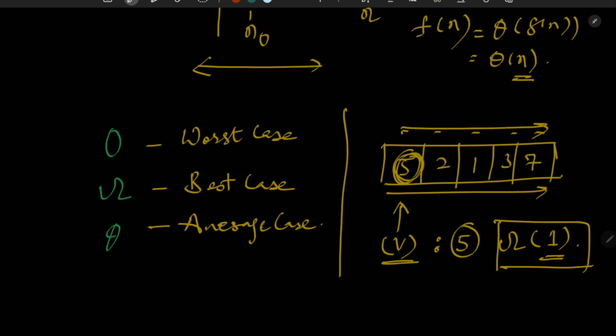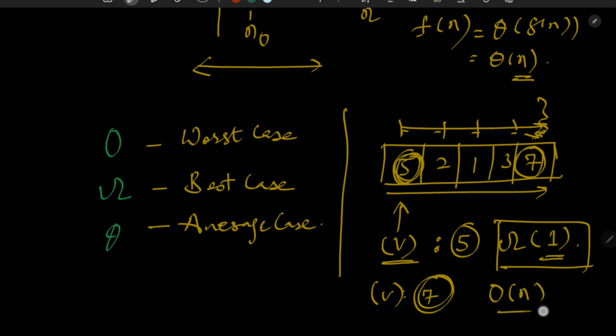What is the worst case complexity? Let's say your value is 7. Then in that case, you need to go through the entire array one by one, and only at the last will you find this value to be present. So you are doing n comparisons, and that is the reason we are going to write this as big O of n, because we are going to do n comparisons. So this is the worst case time complexity.